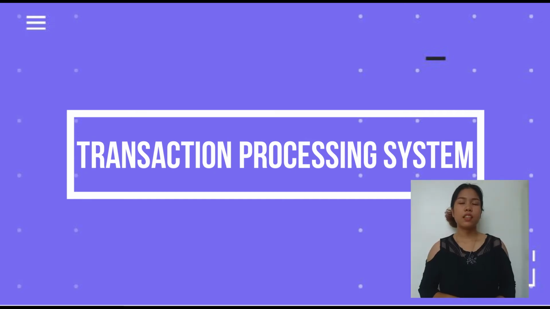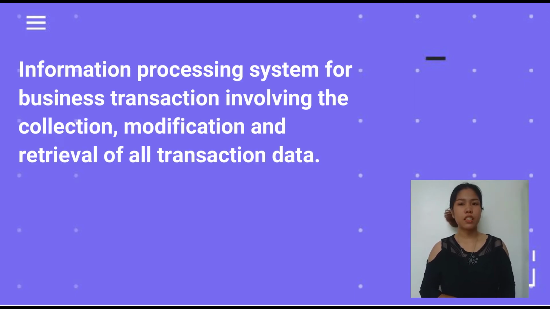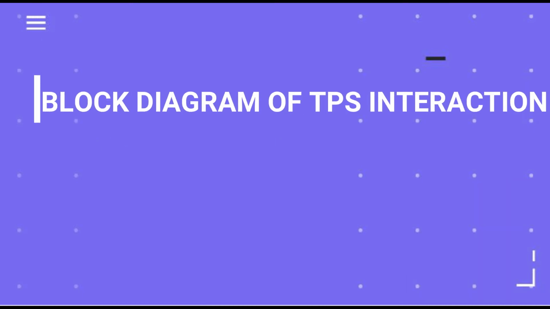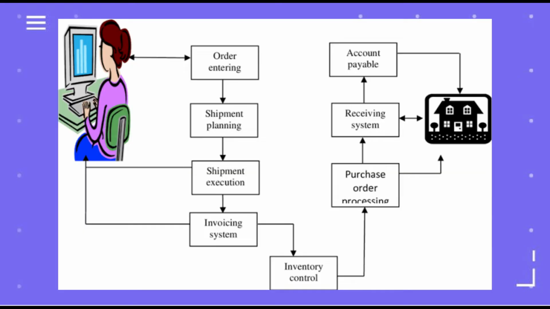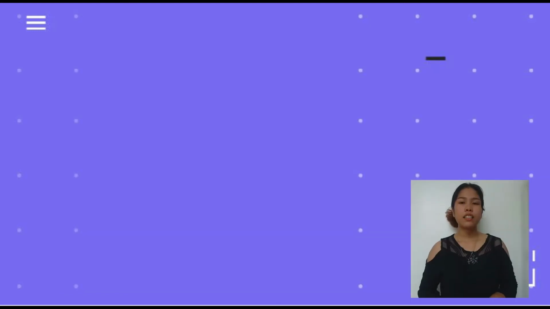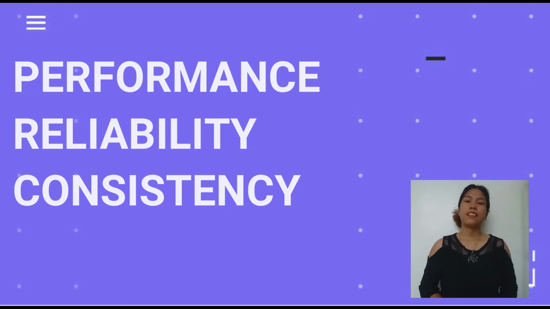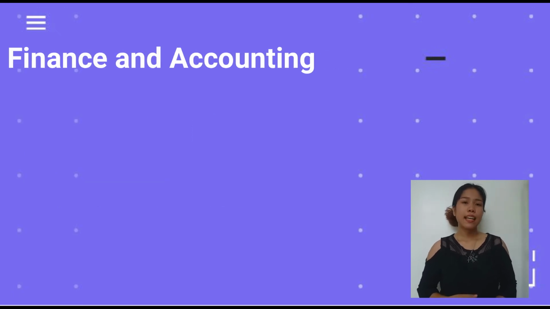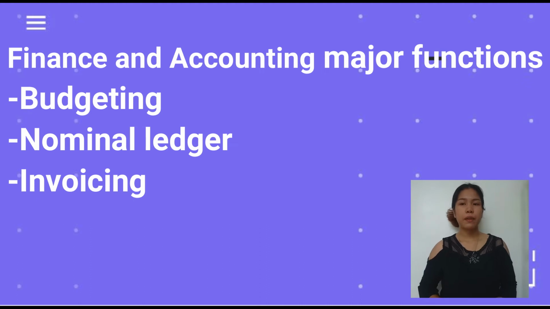The second one is TPS, or Transaction Processing System, which is an information processing system for business transactions involving the collection, modification, and retrieval of all transaction data. Characteristics of TPS includes performance, reliability, and consistency. The finance and accounting TPS major functions would typically include budgeting, the nominal ledger, and invoicing.